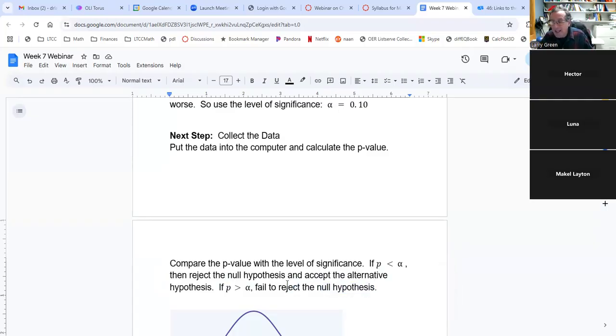So if it's not that unlikely to get what you got if the null hypothesis was true, then you can't say the null hypothesis was false. You don't have evidence. And we say we fail to reject, which is not the same thing as accepting. You never accept the null hypothesis. You only fail to reject. Okay? Any questions on that?